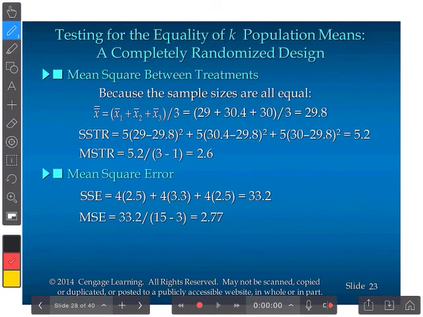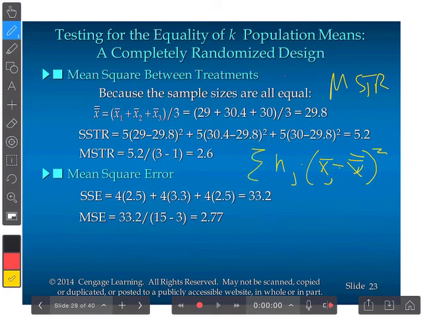So let's actually find the mean square between treatments. And if you recall, that would be MSTR. The formula for that was essentially we multiplied the mean for treatment j minus the overall average, squared. So we square that difference and multiply it by the sample size, and then we add them all up together. So that's what's being done here.